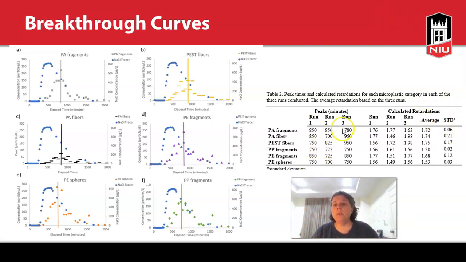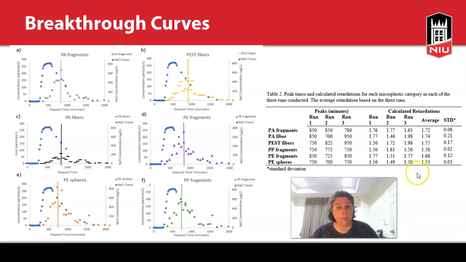So we did 3 runs with the different particles, and then we calculated retardation rates, the capital R, and we looked at them for the different types of microplastics on their own. The line that you see on each one of these represents when that peak concentration came through. If you think of a normal distribution, this is the peak concentration, and then we compare that to the sodium chloride, our conservative tracer.